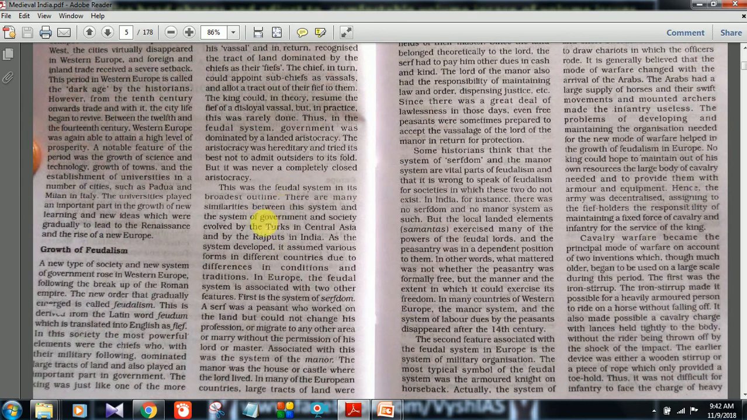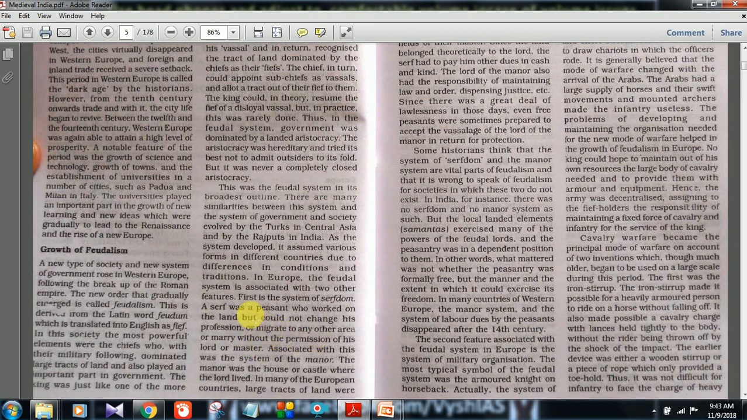There are many similarities between the system and the system of government and society evolved by the Turks in Central Asia and by the Rajputs in India. As the system developed, it assumed various forms in different countries due to differences in conditions and traditions. In Europe, the feudal system is associated with two other features. Okay, first is the system of serfdom. A serf was a peasant who worked on the land but could not change his profession or migrate to any other area or marry without the permission of the lord or the master.